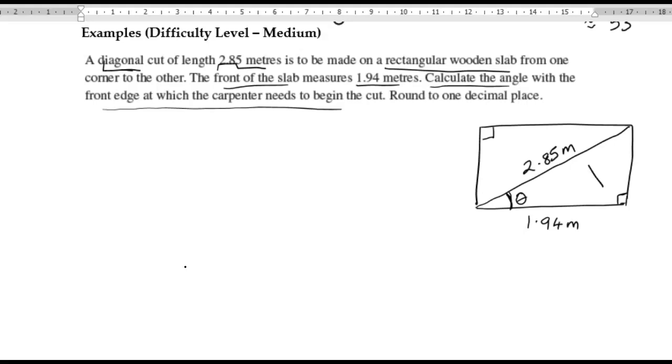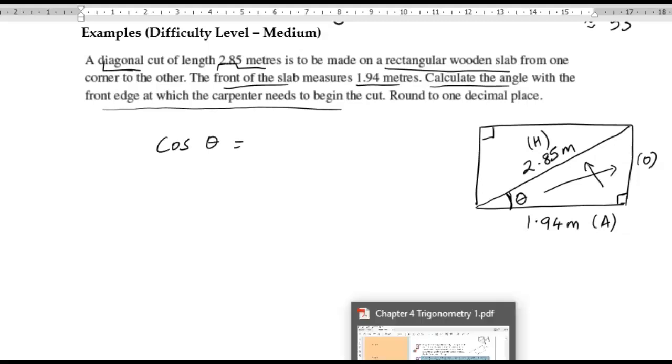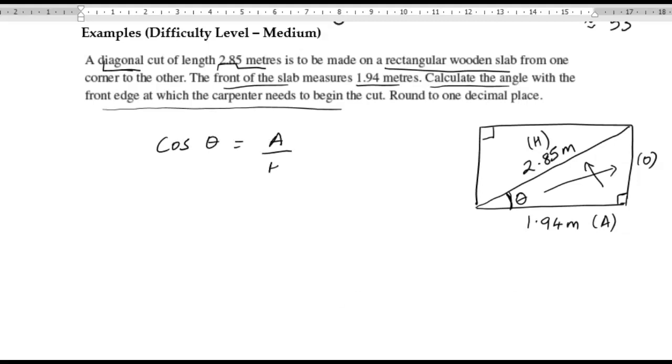Label the sides. So that's my right angle. So 2.85 is going to be my hypotenuse. I'm trying to find theta, so that's going to be my opposite side. And 1.94 is going to be my adjacent side. Right, so the two side lengths we have now are adjacent and hypotenuse. So we're going to go ahead and pick the cosine ratio again. So I'm going to write that down. Cosine theta equals adjacent over hypotenuse.